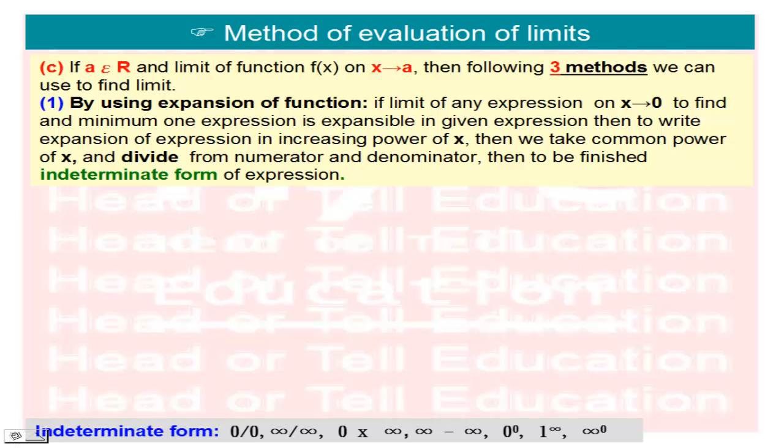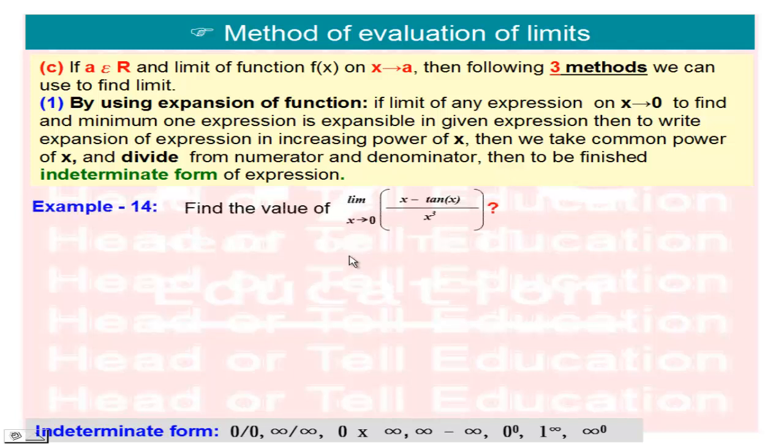First, we should know what the indeterminate forms are. These are the indeterminate forms: 0 divided by 0, infinity divided by infinity, 0 multiplied by infinity, infinity minus infinity, 0 to the power 0, 1 to the power infinity, and infinity to the power 0. Example: find the value of the limit as x tends to 0 of (x minus tan x) divided by x cube. This is our question.